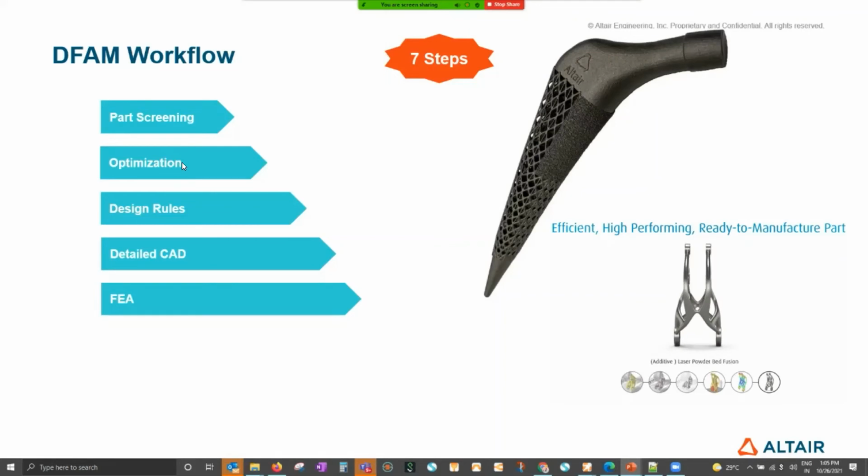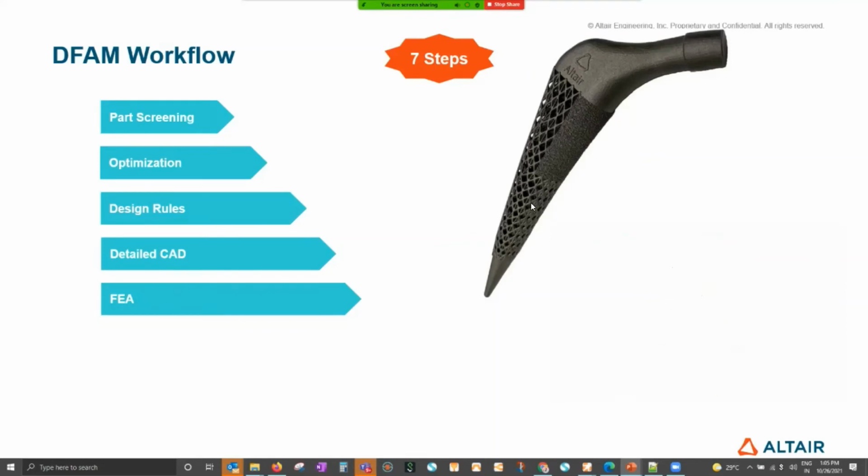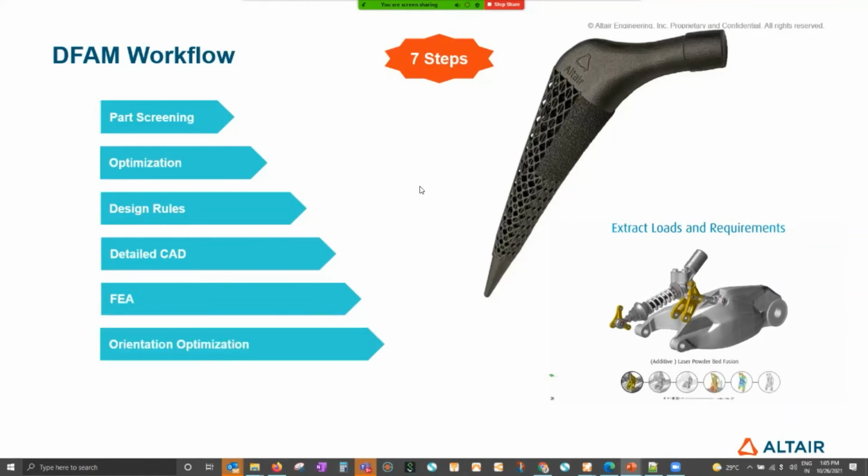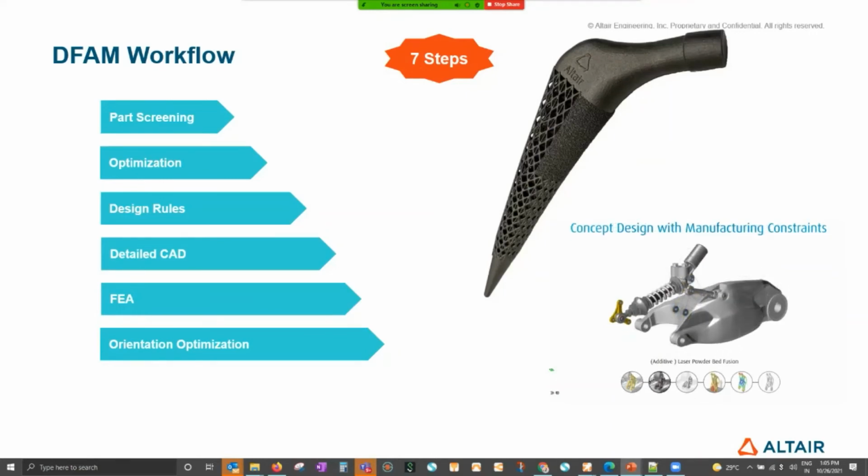After you have a detailed CAD following the optimization, part screening, and your design rules, thumb rules, you have to do structural analysis to ensure that your detailed design is not going to fail under structural or external loading conditions. Then you will do orientation optimization, and then you will do print simulation.